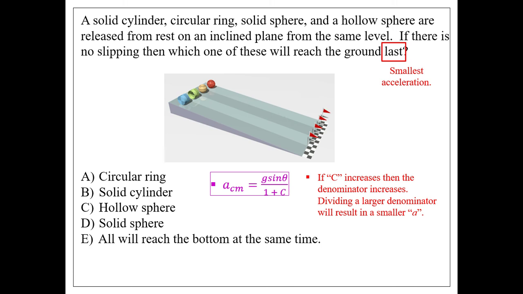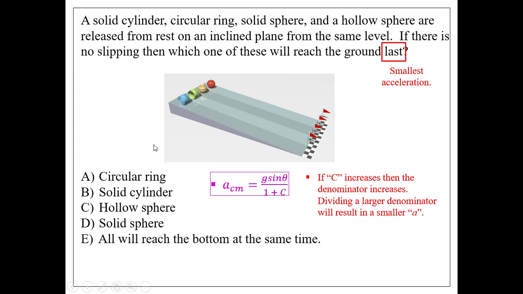So essentially, I made this statement. Hopefully, if you can read it, I said that if c increases, the denominator increases. So when c gets bigger, the denominator as a whole gets bigger because you're adding. Well, when you divide by a bigger number, your answer comes out smaller. So in this case, you want to look for the biggest c because you want to look for the object that finishes last, hence the smallest acceleration.